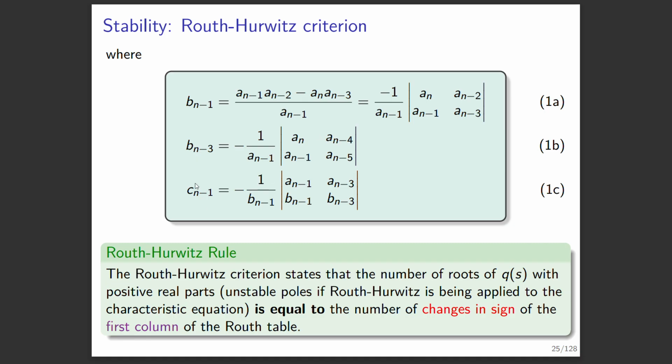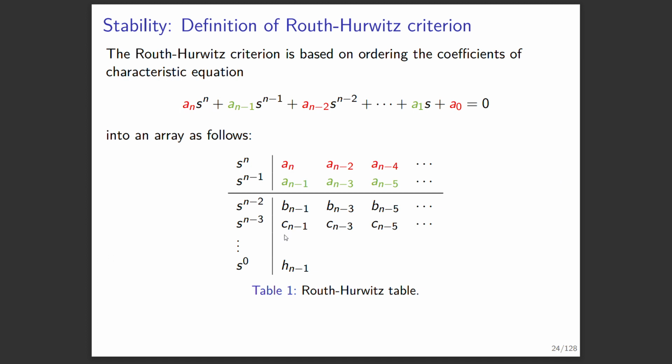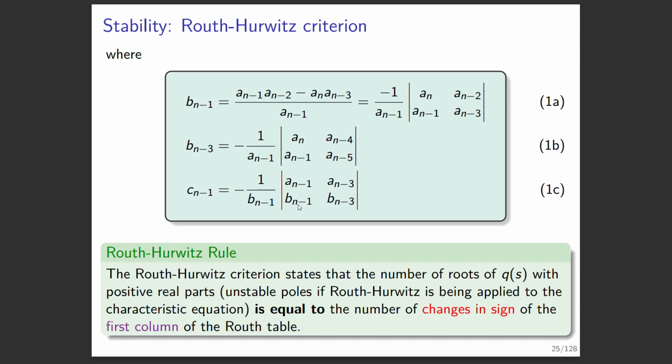Now, how about the next row? How would I find c_n minus 1? Well, I just shift. So now to find c_n minus 1, I do this. To find c_n minus 3, I use these two, and then I use these two. So I do b_n minus 1 times a_n minus 5, subtract from it b_n minus 5 times a_n minus 1, and then divide it by b_n minus 1. Okay, so that's about the table.